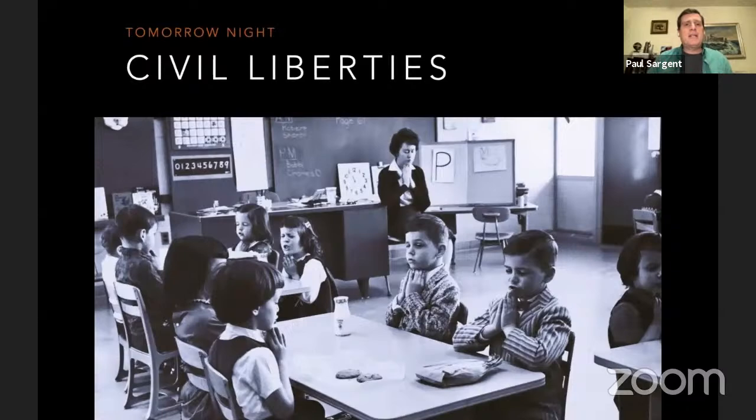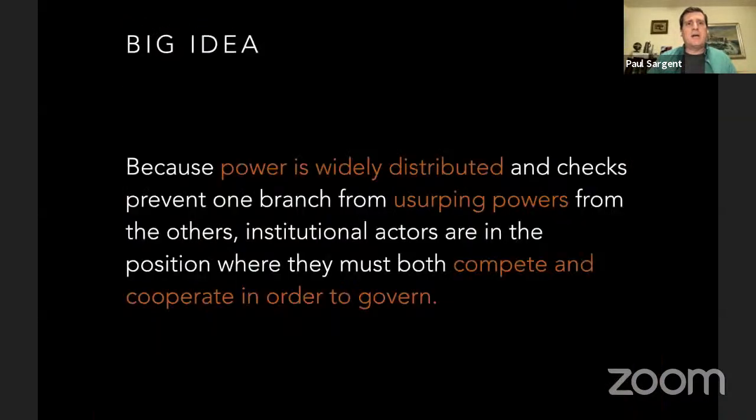So where I want to go here is I want to just take a moment. Now, tomorrow night, we're going to get into civil liberties, and I know tonight was a little bit short, but I want to bring together the three branches of government before we go. All right, so we've had all three of these branches, and if you'll bear with me, let me just roll back to our big idea, okay?